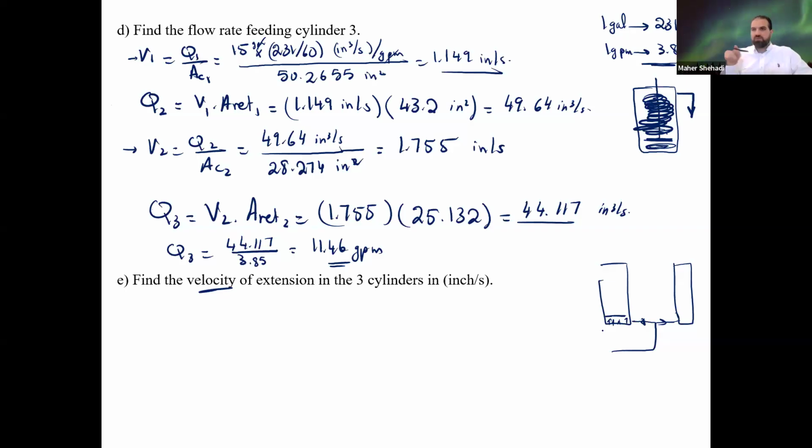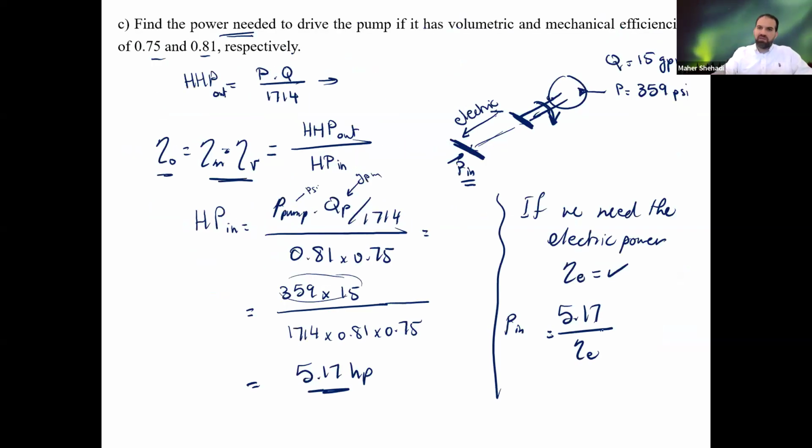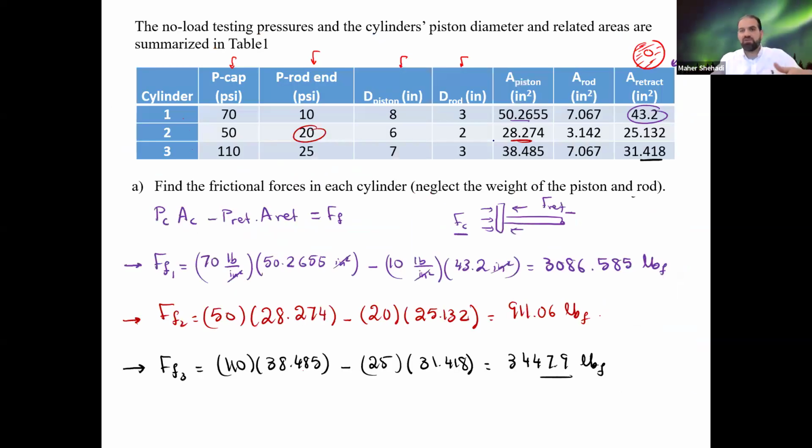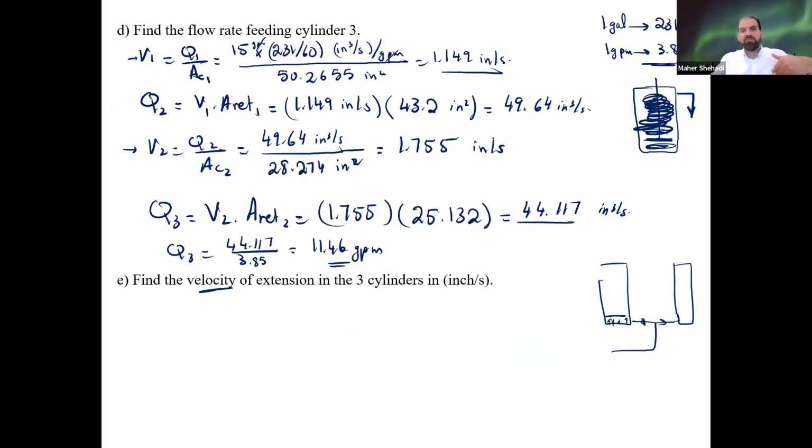But when it's series, I will need to go from the pump. We said when we do pressure, we move backwards from the tank back all the way to the pump. When we're doing flow, we start from the pump side and then we move forward towards the tank to find the velocity, because I'll need to find the supply flow, which we have. So I need to find V for the first cylinder times the retract area of 1. It gives me my Q2, and then I can find V2, then find Q3. From Q3, I can then find V3.